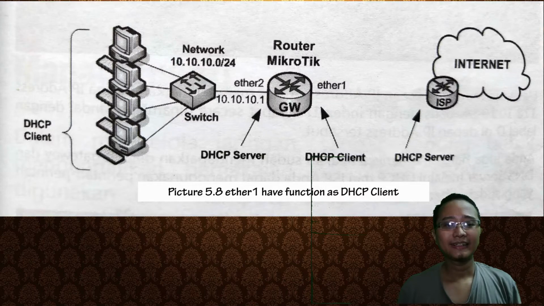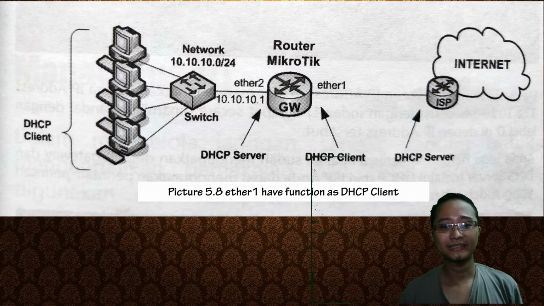If you implement this technique, you can no longer configure the IP address manually or statically at interface ether1. You must make interface ether1 get its IP address, gateway, and DNS server automatically from the ISP router. You can look at the example topology in this picture, okay? In this scenario, the ISP router behaves as the DHCP server, whereas interface ether1 of the Mikrotik router behaves as the DHCP client. This is because ether1 will request an IP address from the ISP router.